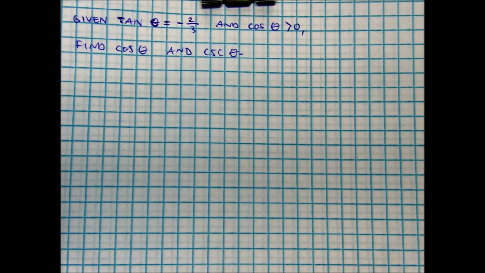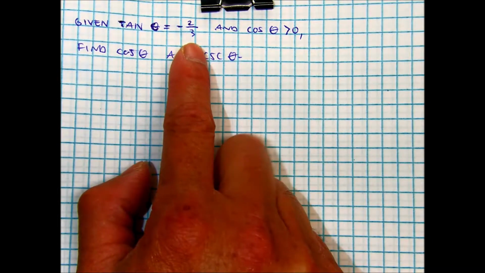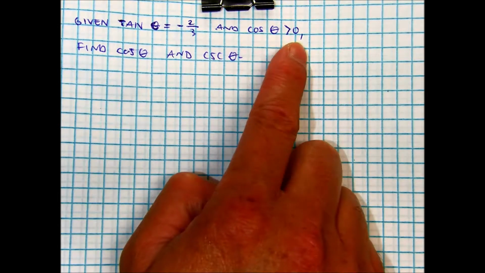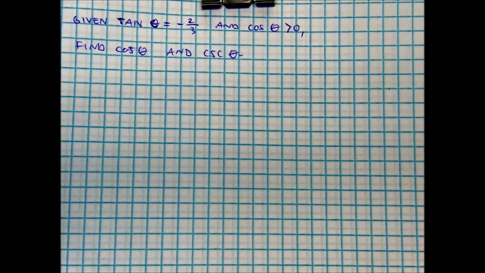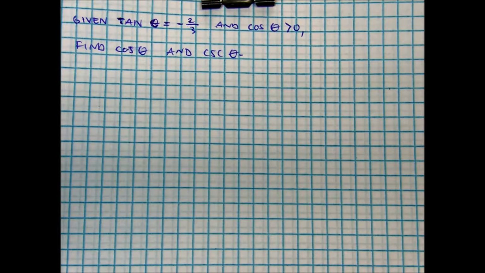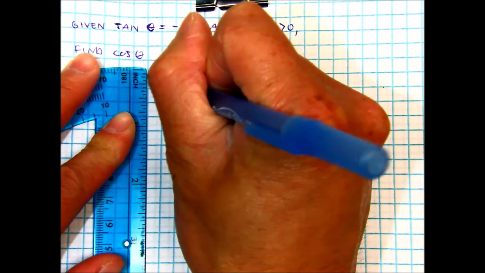Let's go over this. I love math. Given tangent of theta is negative 2/3 and cosine is greater than 0, find cosine of theta and cosecant of theta. The question is, which quadrant are we in, and how can we draw that triangle? So let's go ahead and draw ourselves a quadrant.